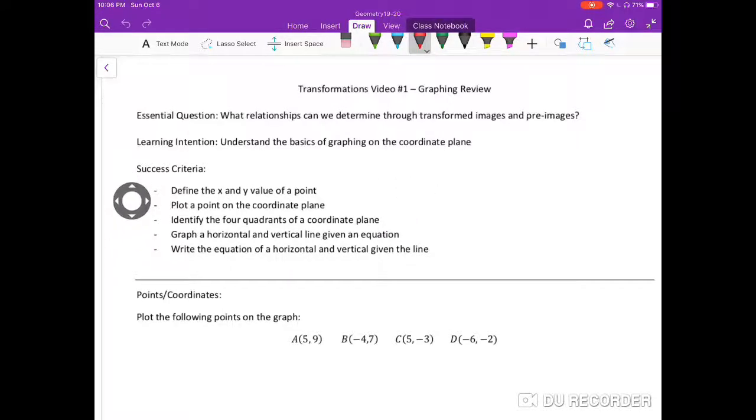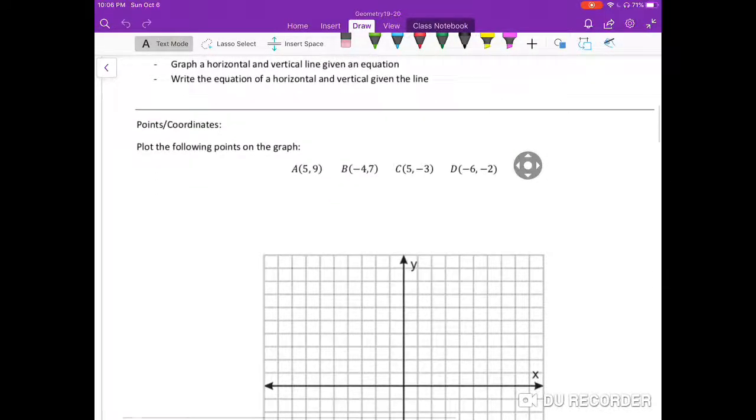So again, here's our success for the video. You should be able to do these 5 things by the end of the video. Alright, let's just jump right into it here. So first we want to graph points.